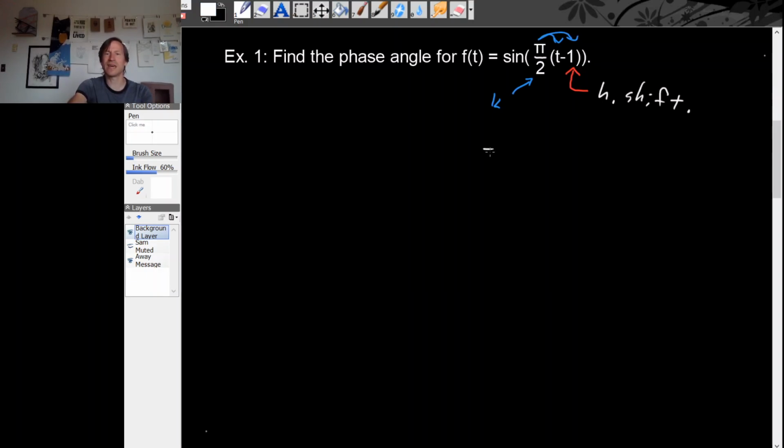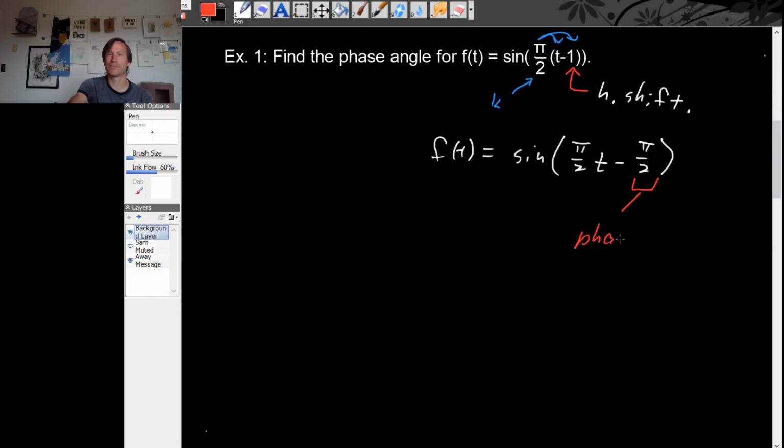So let's distribute k. So f of t is sine of pi over 2t minus pi over 2. All right, so now this right here, this is our phase angle. So for this example, our phase angle is pi over 2. And again, that minus sign isn't part of the phase angle, just by convention.